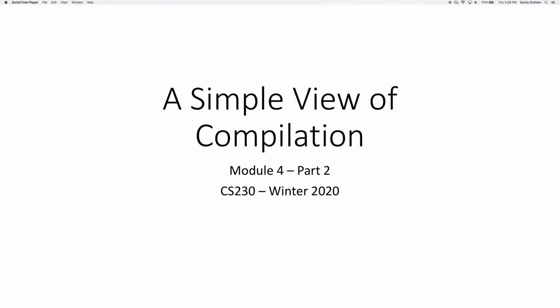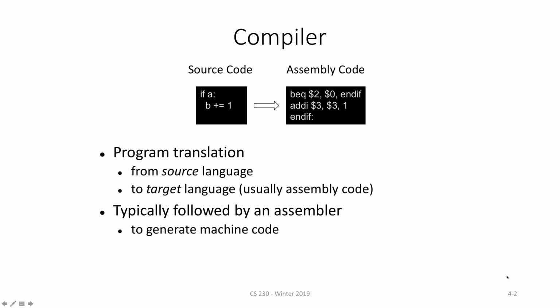Now that we have an overview of the classical toolchain, let's focus on the compilation step. A compiler takes us from high-level language source code to low-level code, usually assembly code. This is by far the most complex part of the toolchain. Other steps are relatively straightforward translations of instructions.